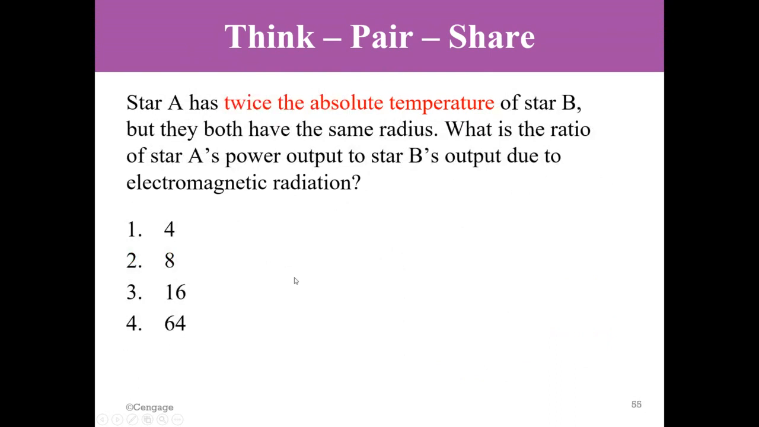Another problem. Star A has twice the absolute temperature of star B, but they both have the same radius. So now you are talking about the factor of temperature. What is the ratio of star A's power output to star B's output due to electromagnetic radiation? 4, 8, 16, or 64? Would it be 16? Any suggestion?